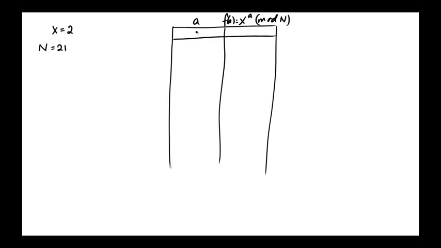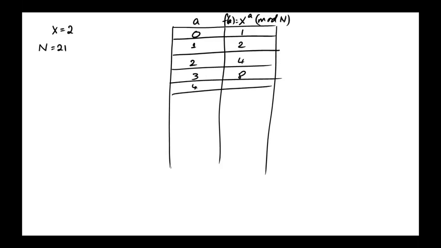When we have a equal to 0, what's x to the 0 mod 21? It's 1. A equal to 1: what's 2 to the 1 mod 21? It's 2. Then 2 gives 4, 3 gives 8, 4 gives 16, 5. What's 2 to the 5? It's 32, and 32 mod 21 is 11. 6 gives 1. Remember, that was the order of 2 mod 21. 7: now we start repeating.